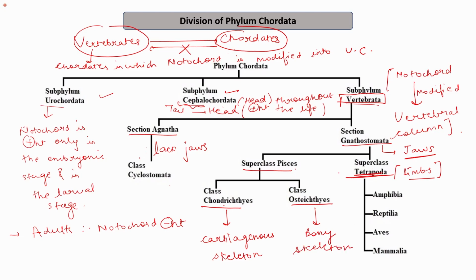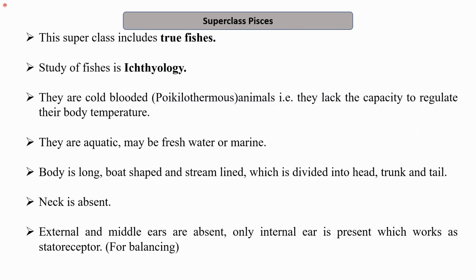Fine. So in today's lecture we will see the superclass Pisces. Then in superclass Tetrapoda we have Amphibia, Reptilia, Aves and Mammalia. We have already discussed subphylum Urochordata, subphylum Cephalochordata, and in subphylum Vertebrata we have discussed class Cyclostomata that lack the jaws, which are primitive vertebrates. Now we have more advanced fish that have the jaws, that is they belong to the section Gnathostomata, and under the superclass Pisces they can further be classified into class Chondrichthyes and class Osteichthyes. So we will start with superclass Pisces.